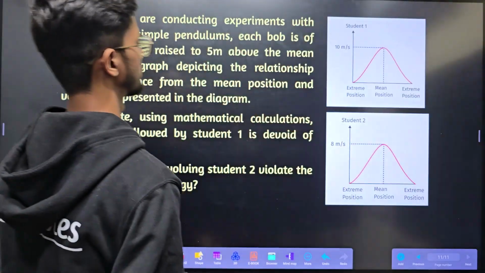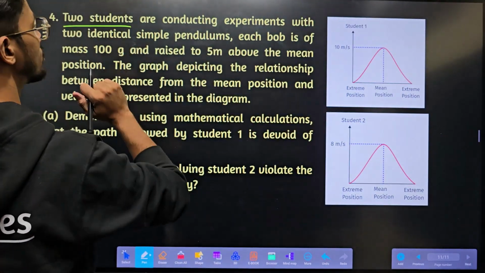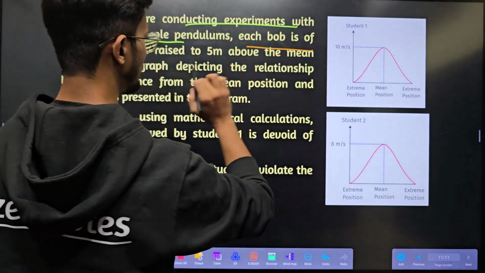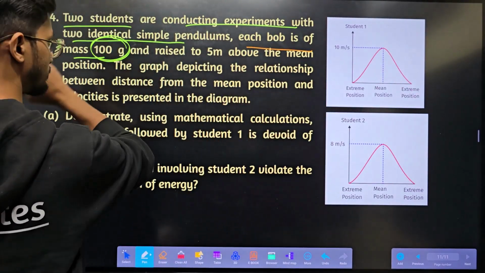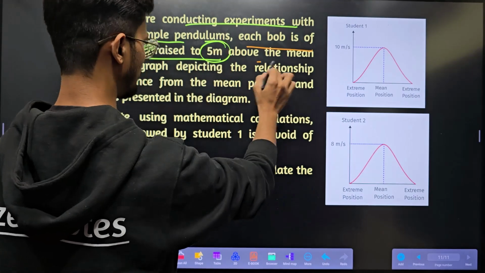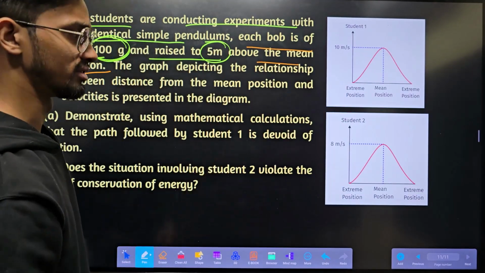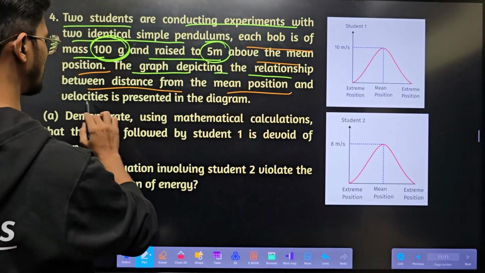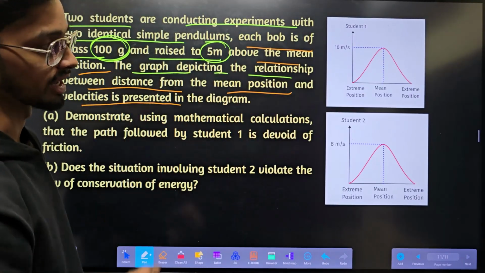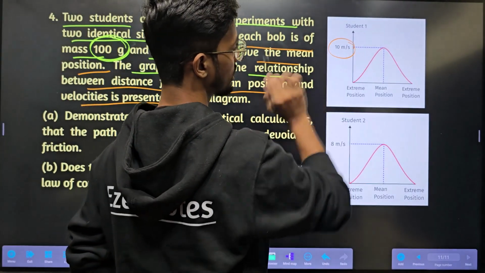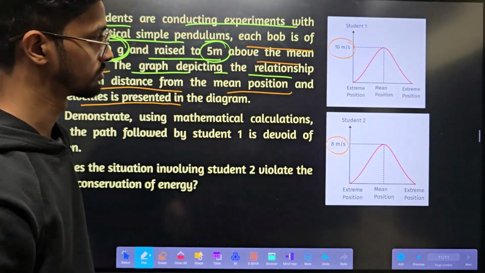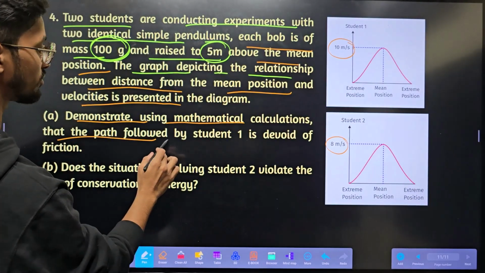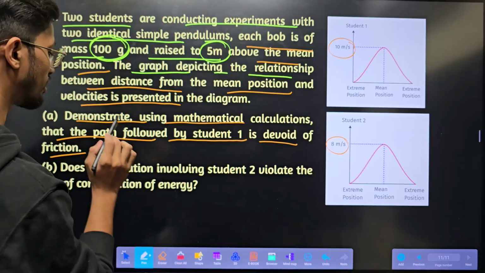Okay. Next, the last question of this chapter. Two students are conducting experiments with two identical simple pendulums. Each bob is of mass 100 gram and is raised to 5 meters above the mean position. The graph depicts the relationship between distance and velocity in the diagram. This is the velocity of student 1 and this is the velocity of student 2. It is 10 and 8. Demonstrate using mathematical calculation that the path followed by student 1 is devoid of friction.